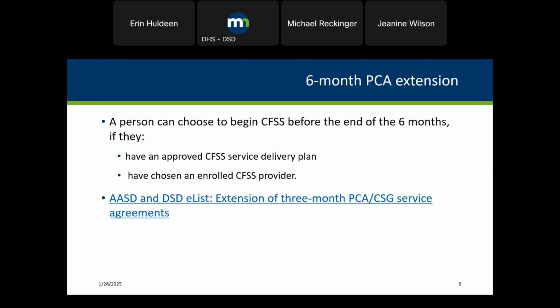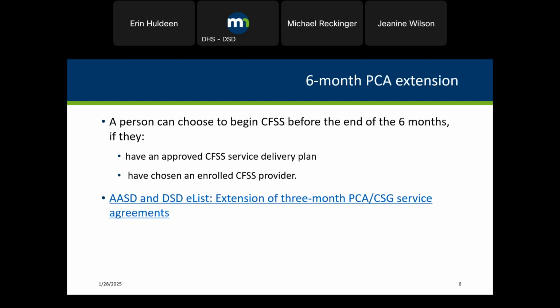DHS is also in the process of extending all of those service agreements. And so likely you had received 3-month service agreements for some individuals. And we are currently working on the service agreements that end at the end of February. We're working to extend those an additional 3 months. Okay, so we're just going in date order. So currently we're working on the February authorizations, extending those to a six-month time frame. And then once those are done, we'll start working on the March service agreements.